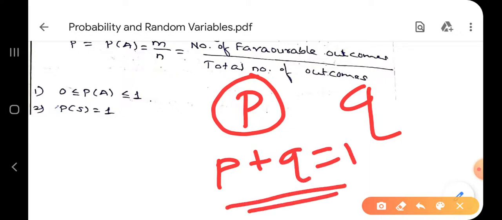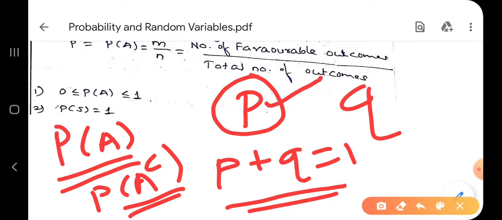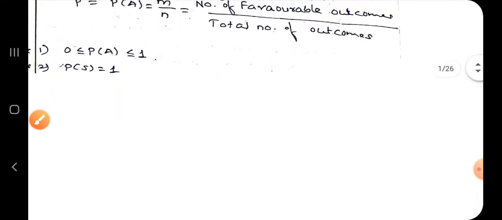P plus q is equal to 1. Or if I define it in terms of sets, then P of A is the probability of set A occurring, and P of A complement is the probability of A not occurring. One is denoted by p, the probability of success, and the second is denoted by q, the probability of failure. Therefore the addition of these two is equal to 1. The probability of the sample space is always 1.